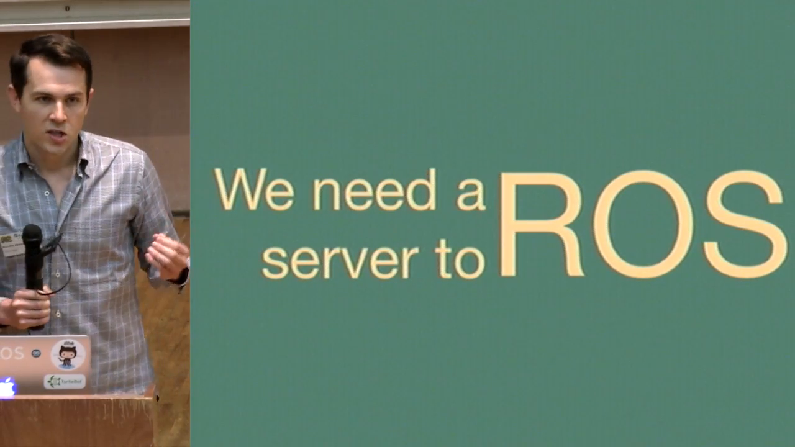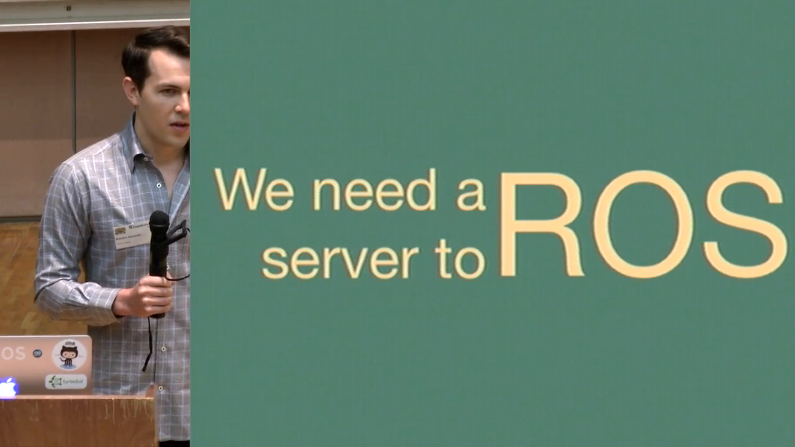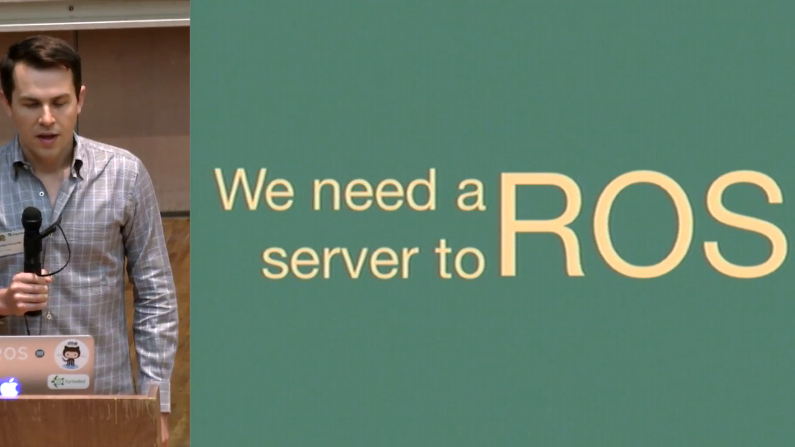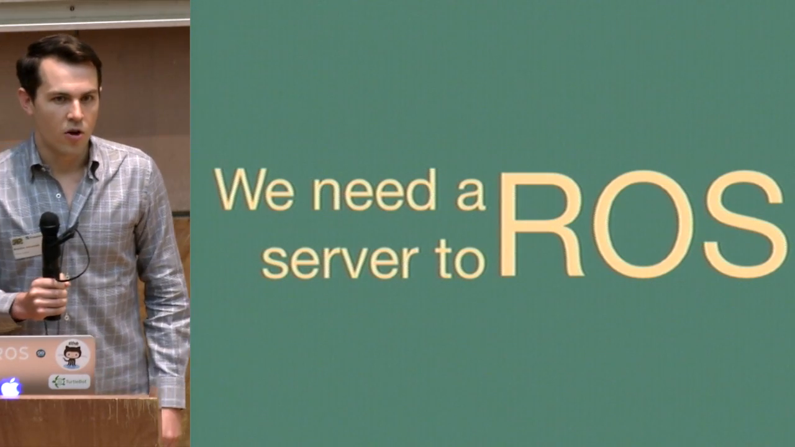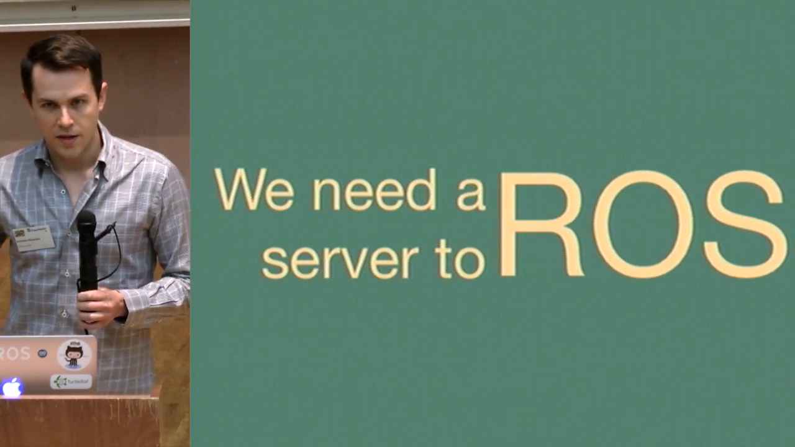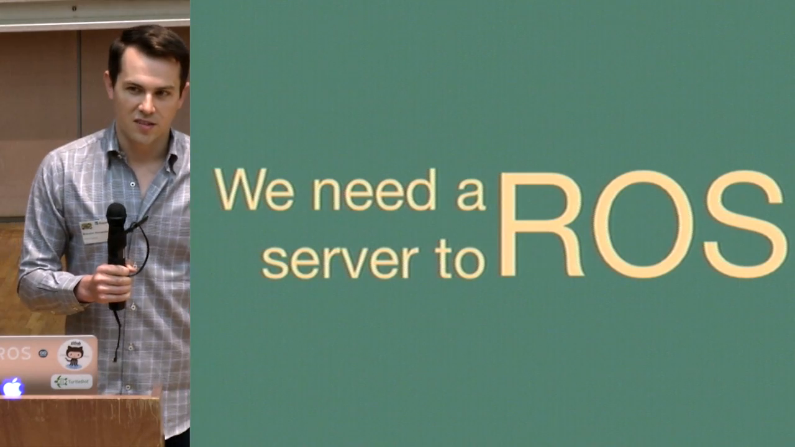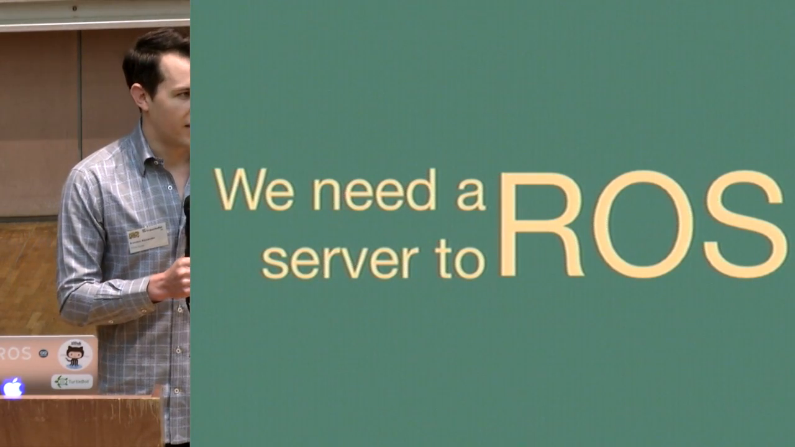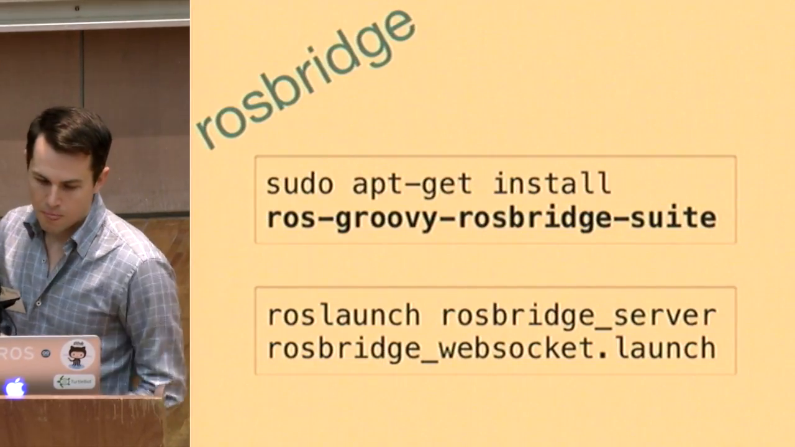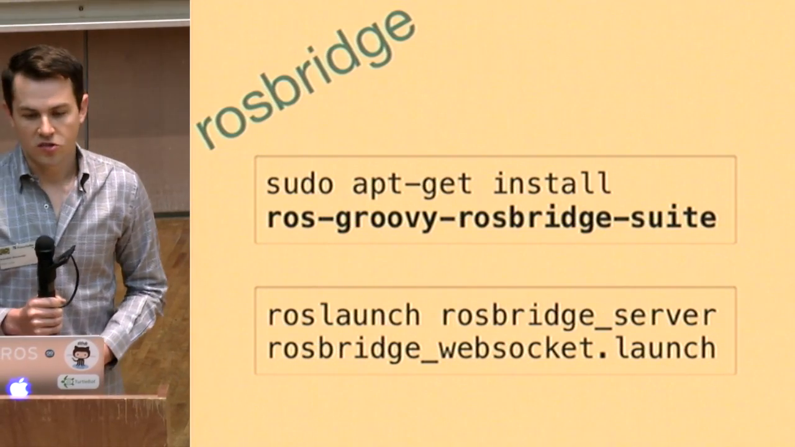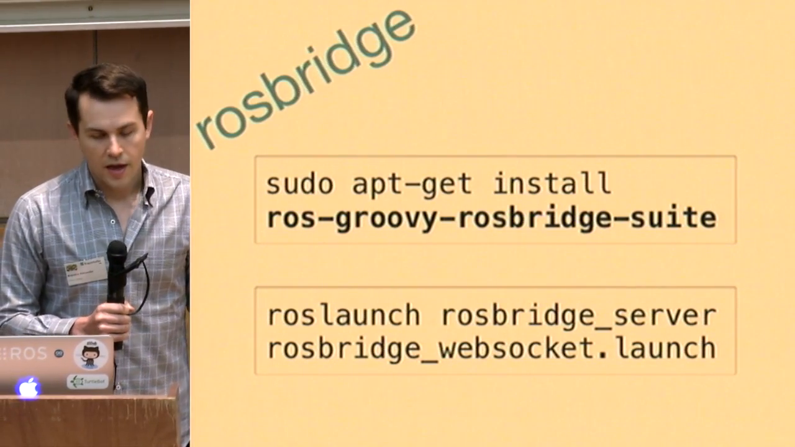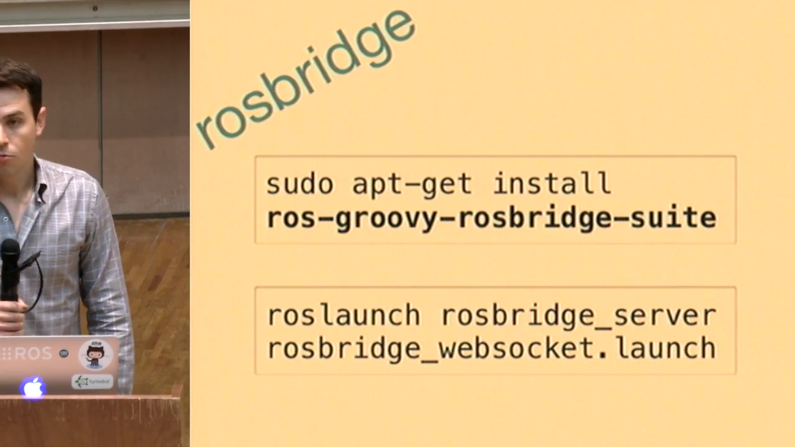So if your web page is subscribing to a topic, it sends a JSON request to RosBridge over the WebSocket, and then RosBridge creates a new node that subscribes to that topic, and then when ROS publishes a topic, it goes to RosBridge, converts to JSON, and passes it back up over the WebSocket to the browser. It's apt-gettable. You can just do sudo apt-get install ros-groovy-rosbridge-suite. And it also has a nice, convenient roslaunch file.